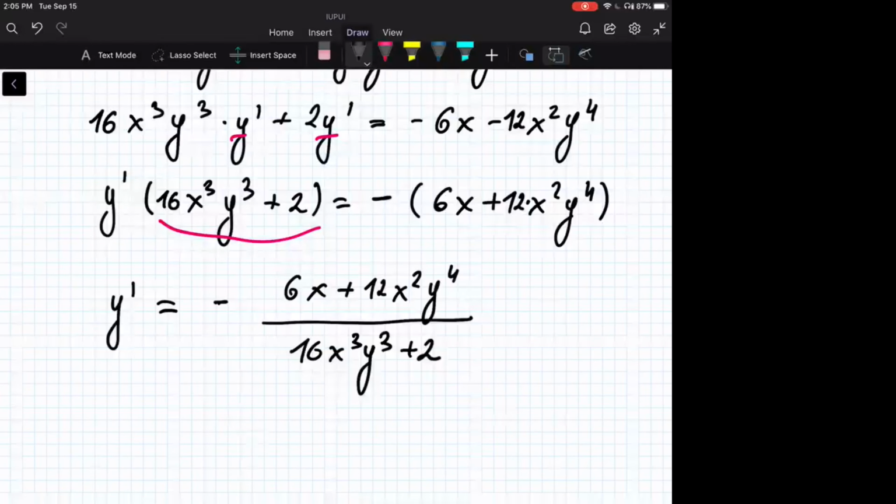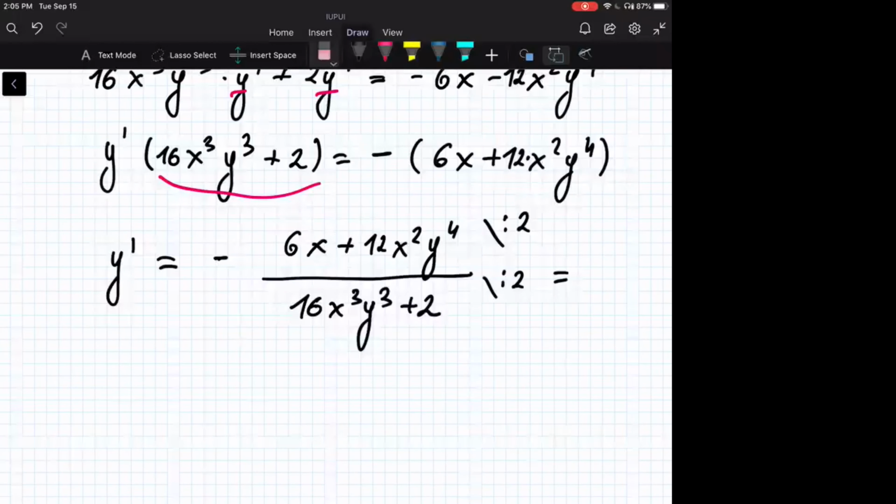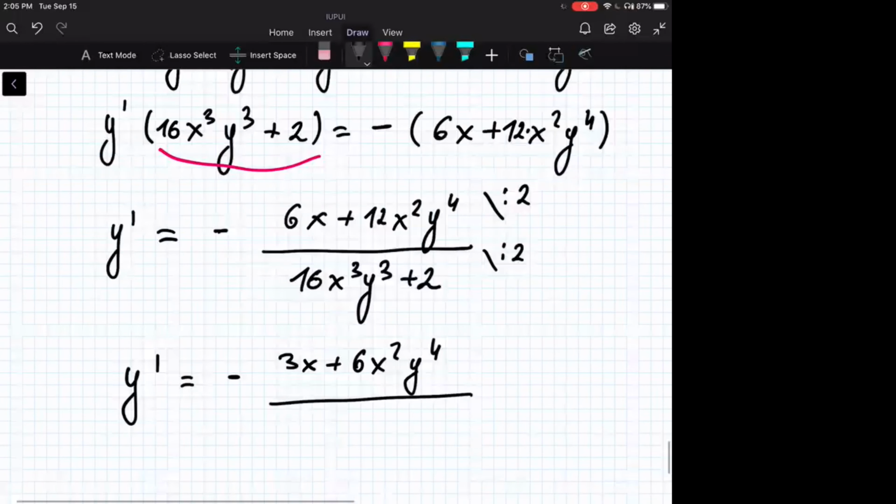And I can divide numerators and denominators by 2 and get that y prime thus will be minus 3x plus 6x squared y to the power 4 divided by 8x cubed y cubed plus 1. Okay, now it's the correct answer.